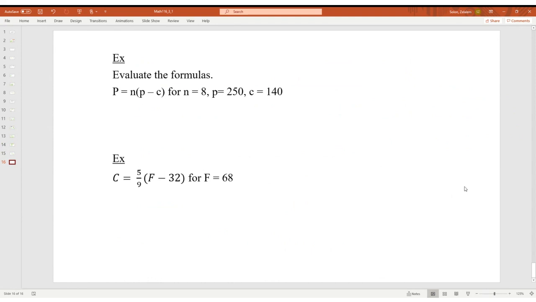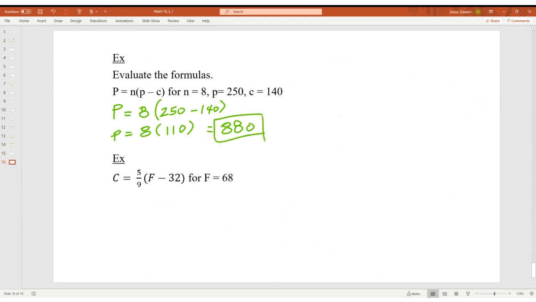So I don't know exactly what this formula is physically in physics, but all we have to do is use the number N equals 8 and substitute into the equation. P equals N, which is now 8, times p, which is 250, minus C, which is 140. So P equals 8 times 110. If you multiply 8 by 11 that is 88, and when you add 0, you have 880. I don't know the unit. It doesn't have any units, so that's the answer.